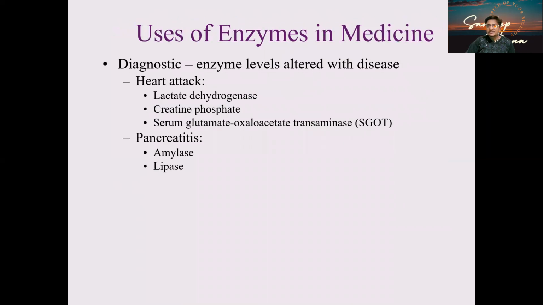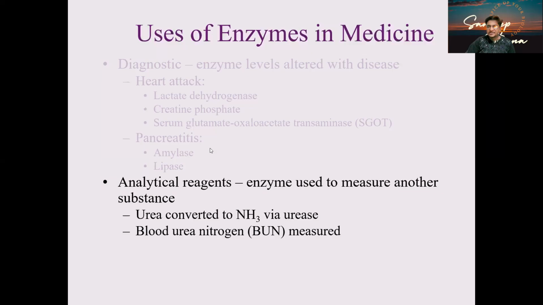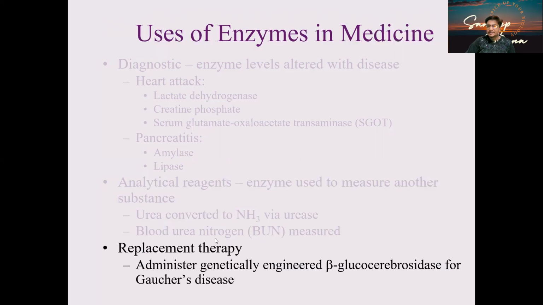There are certain uses of enzymes in medicine and diagnostics. For example, we look at the levels of certain enzymes during a heart attack: LDH, creatine phosphokinase, SGOT. If pancreatitis occurs, which is inflammation of the pancreas, amylase and lipase levels are checked. There are also certain analytical reagents used so that substrate levels can be measured. For example, urea is converted to ammonia via urease, so blood urea nitrogen is measured.